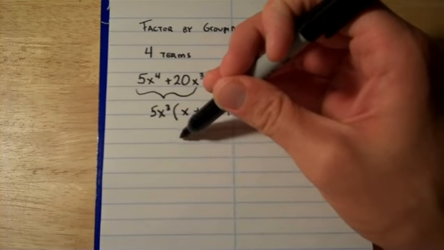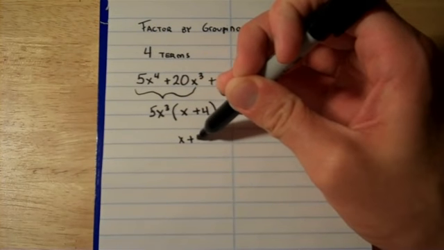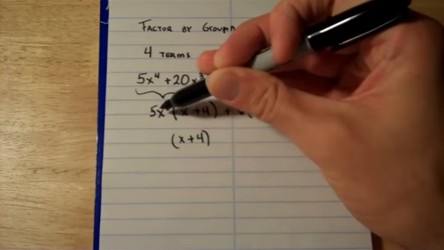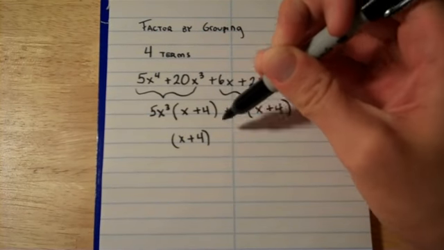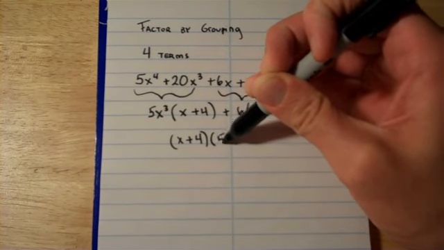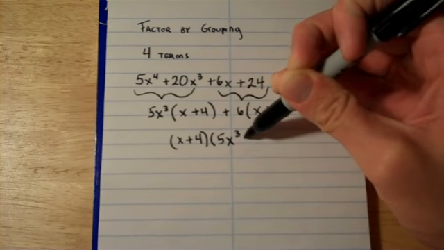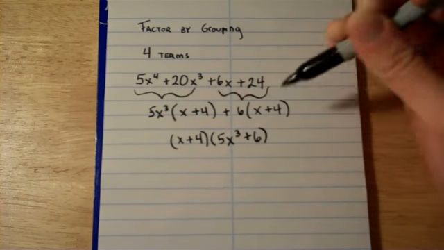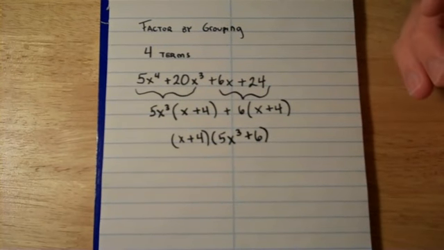So we can actually factor out an x plus 4, leaving us with 5x to the third plus 6. And that is using the grouping method.